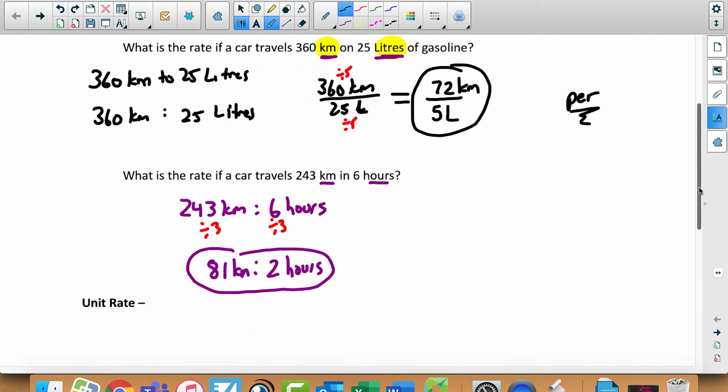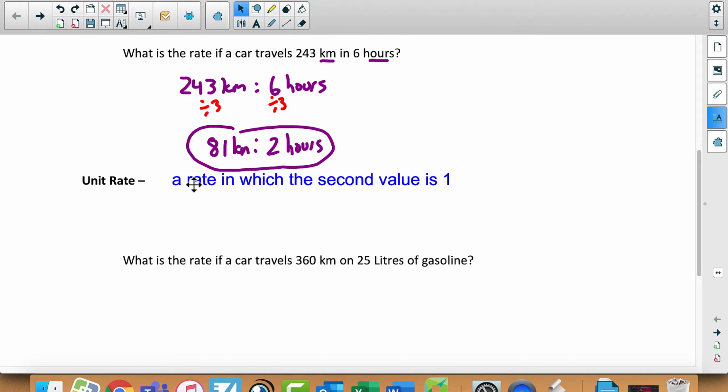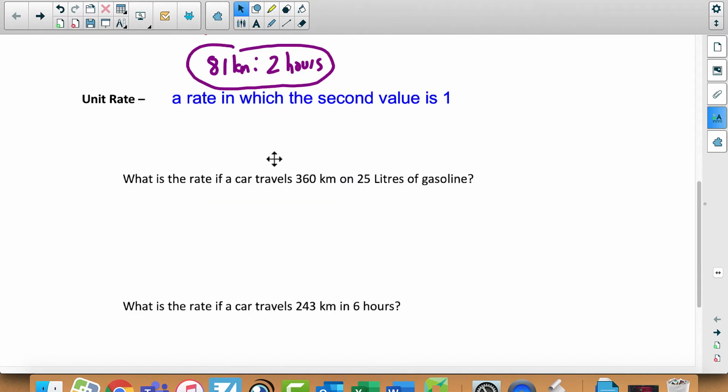Now, I'm thinking, hoping even, that this will sound weird to you. If I wanted you to tell me how fast the car is going, and you said, oh, the car was going not that fast, it was going 81 kilometers in 2 hours, or 81 kilometers to 2 hours, or 81 kilometers per 2 hours, it just sounds weird, doesn't it? And the reason for that is because when we express rates, we usually do it as a unit rate. A unit rate is a rate in which the second value is 1. And in the unit rate, you are allowed to have decimals in the first value.